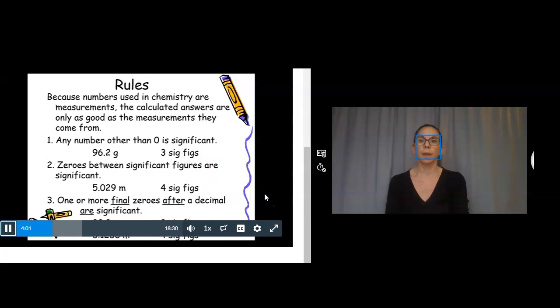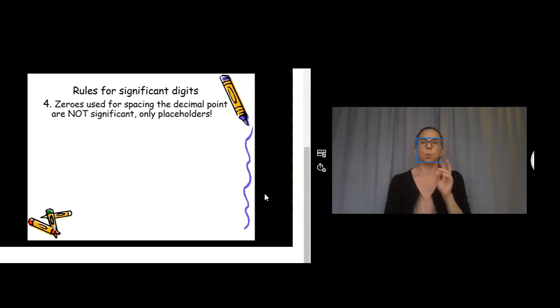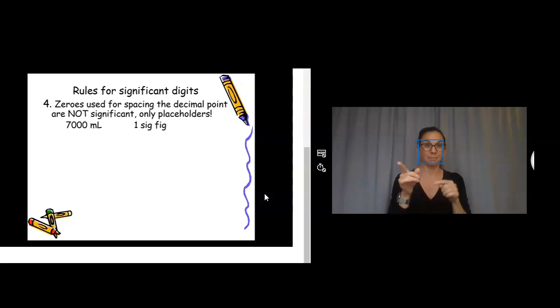Now let's take a look at when zeros are not significant. And for that, we look at rule number 4. Rule number 4: zeros used for spacing the decimal point are not significant. They're only placeholders. For example, in the measurement 7,000 milliliters, the 7 is the only significant digit. Those zeros are merely holding the 7 in that place. That 7 is the estimated digit.